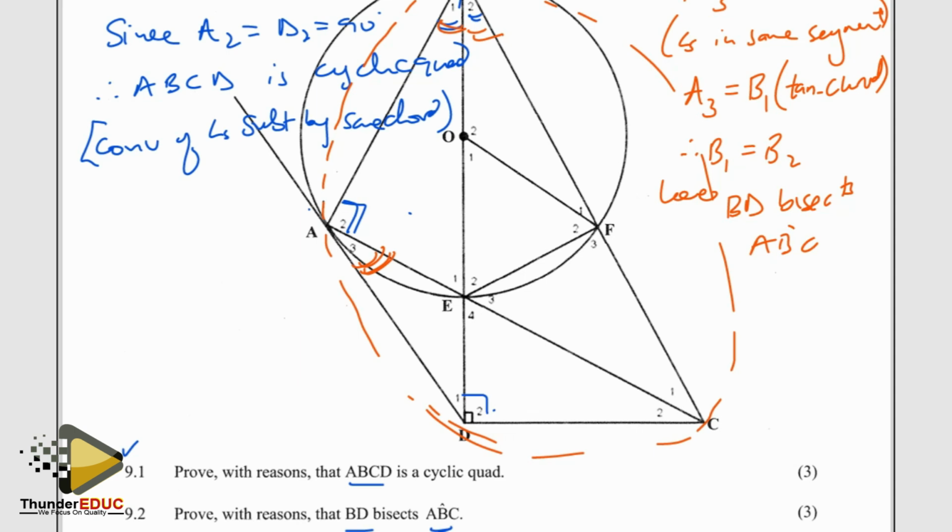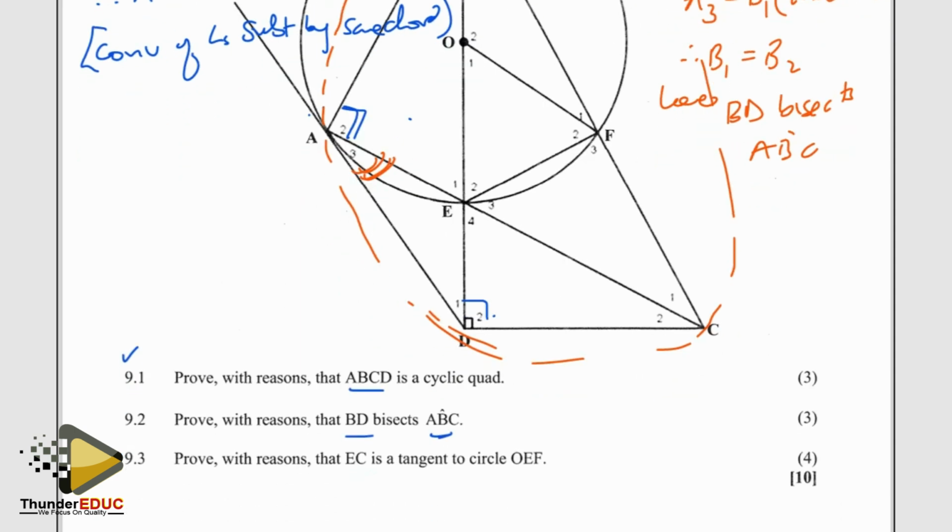Okay, that is that. And then lastly, can we prove with reasons that EC is a tangent to the circle OEF?